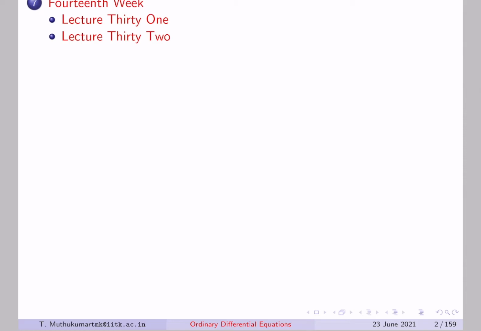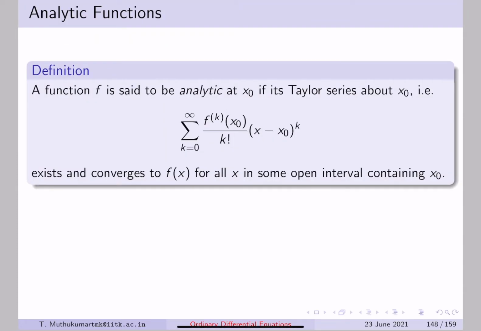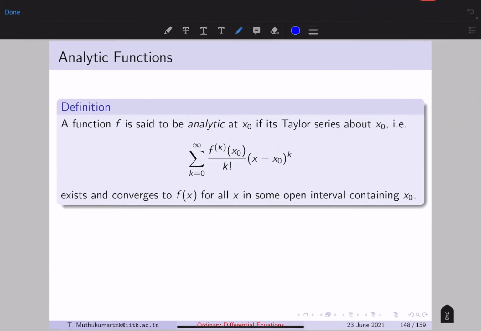To start the method of power series solutions, let's first look at the definition of analytic function. Now, why are we looking at the definition of analytic function? It is because if you take an ODE, let's take a first order ODE, let's take a linear first order ODE.